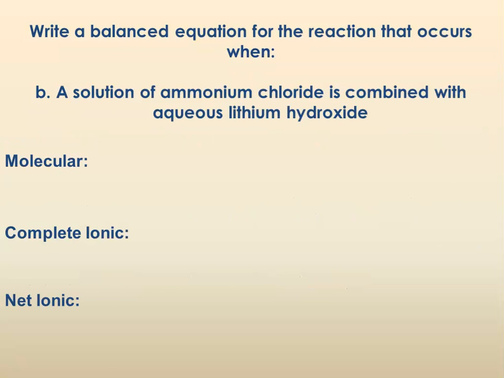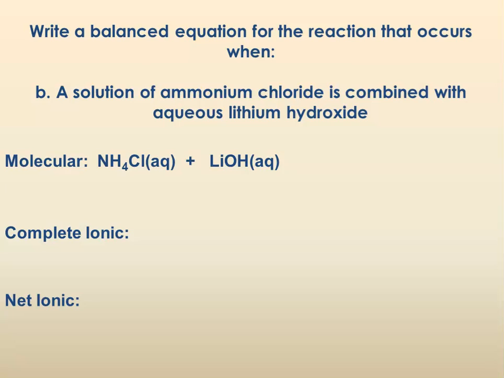In example B, we have ammonium chloride, a solution of that combined with aqueous lithium hydroxide. Those are two ionic compounds. So if I follow my rules for writing formulas between ammonium and chloride, I would get NH4Cl, plus 1 and minus 1. It's a solution, so I know it's aqueous. Lithium hydroxide, again, following my rules for writing ionic formulas. Lithium's plus 1, hydroxide's minus 1, and you were told it was aqueous as well.